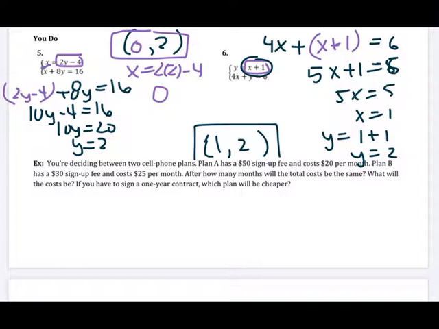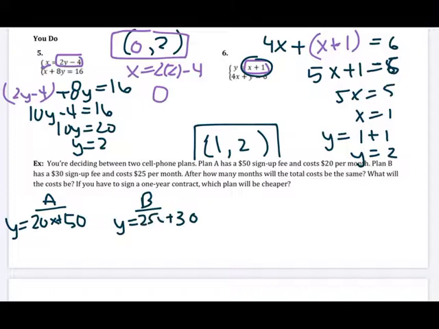All right, let's work through this last question together, and we are going to solve it today. You are deciding between 2 cell phone plans. Plan A has a $50 sign-up fee, so it costs $50 up front. And it's $20 per month. So 20x plus 50. Plan B has a $30 sign-up fee. It costs $30 originally, and it costs $25 per month. After how many months will the total costs be the same, and what will those costs be?